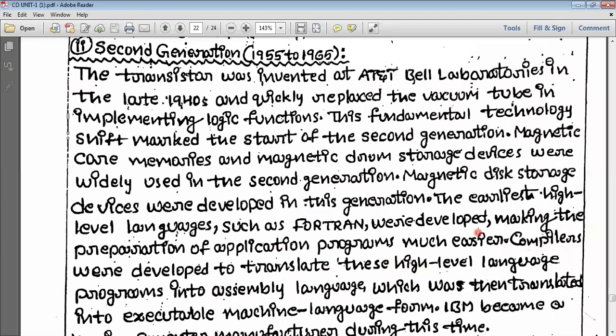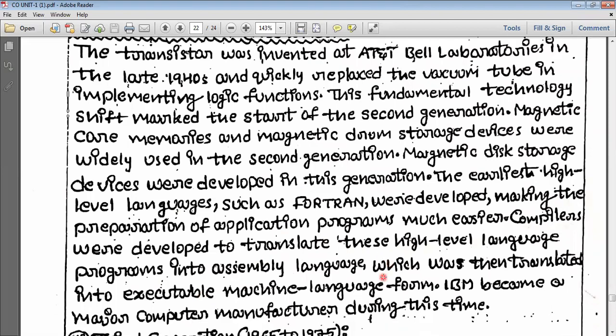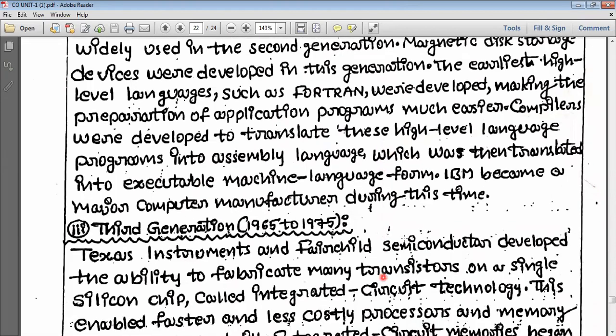Here also we are using compilers to translate high-level language into machine language. In this second generation, IBM became a major computer manufacturer during this time. This is about the second generation.